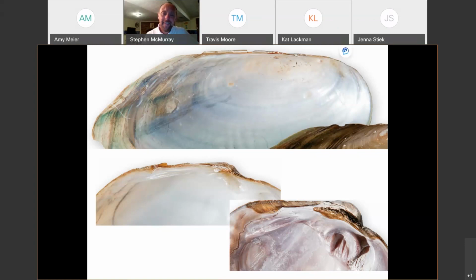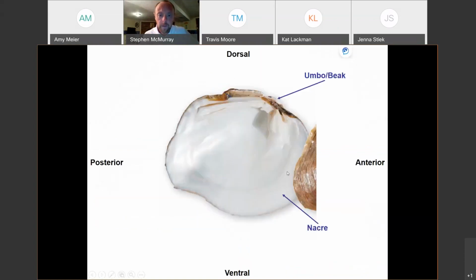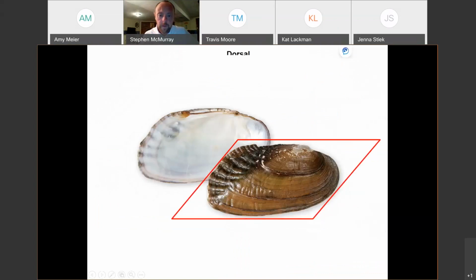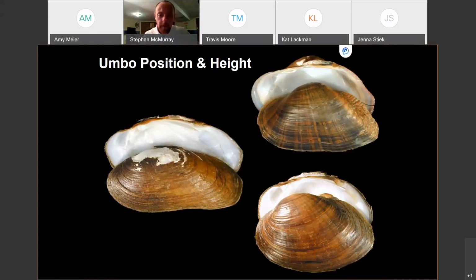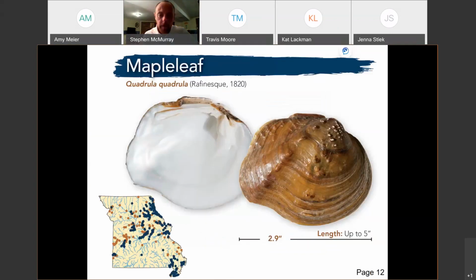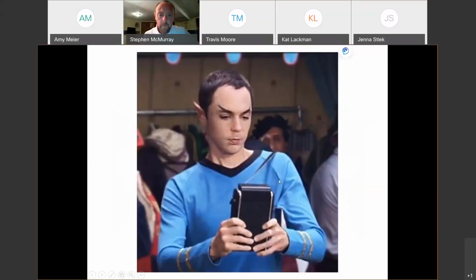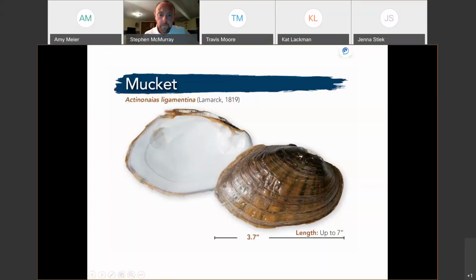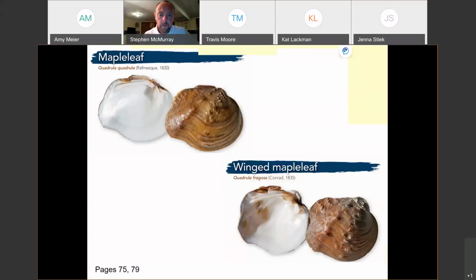And then the last question. Back on one of your first slides, what was the difference between the maple leaf and the winged maple leaf? Yeah. At the very beginning there. Excuse the high speed clicking here. There we go. Okay.